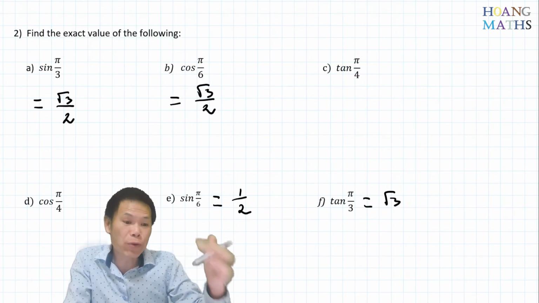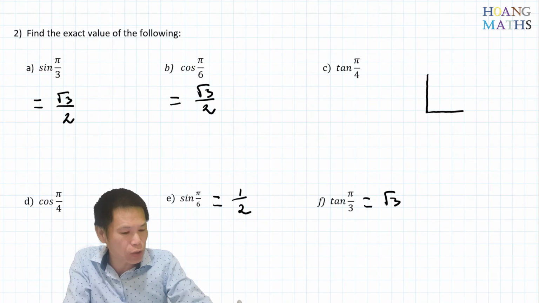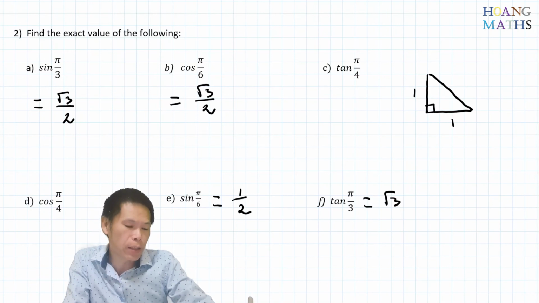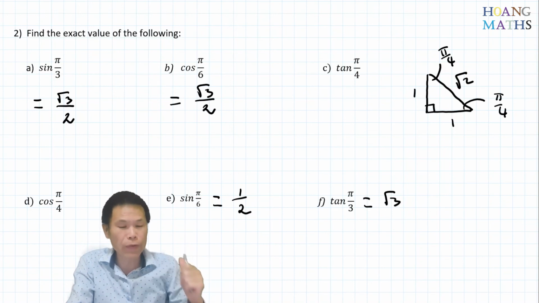Now with pi over 4, we have to use a different triangle. We have a right-angled isosceles triangle. This is 1, 1, and 1 squared plus 1 squared gives root 2 for the hypotenuse. And of course, this angle is pi over 4, because pi over 4 is 45 degrees.